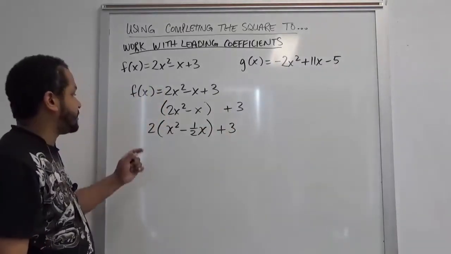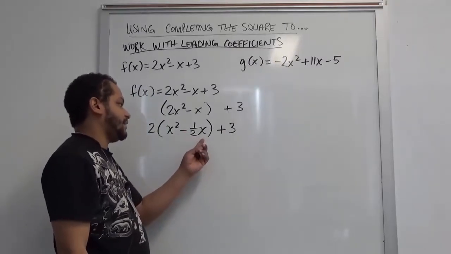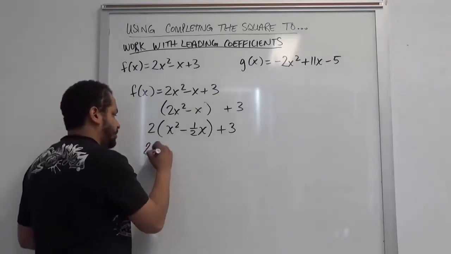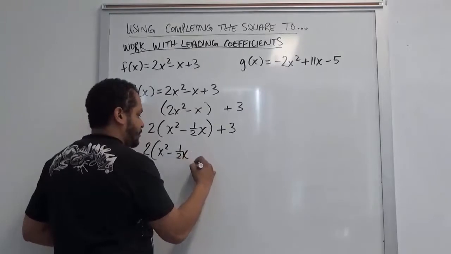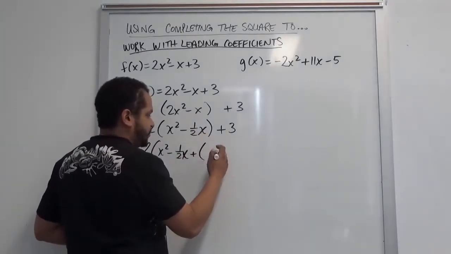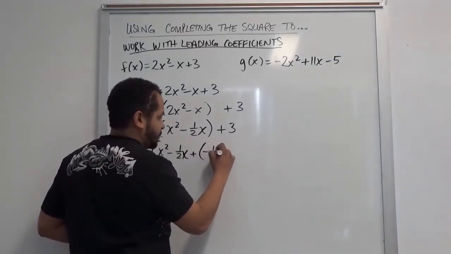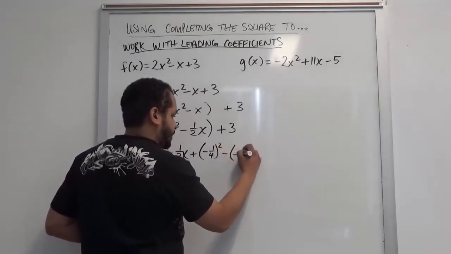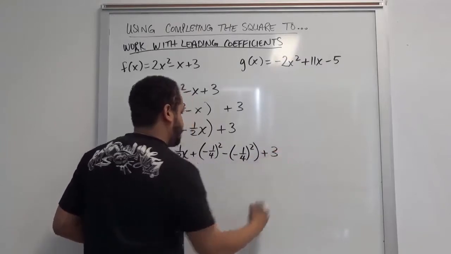And the next step is we're going to take half the middle term and add it and subtract it inside the parentheses. Okay, so here we're going to have 2 times x squared minus 1/2 x plus, half of 1/2 would be 1/4, and this is also a negative 1/2, so we're going to have negative 1/4 squared, minus negative 1/4 squared, plus 3.